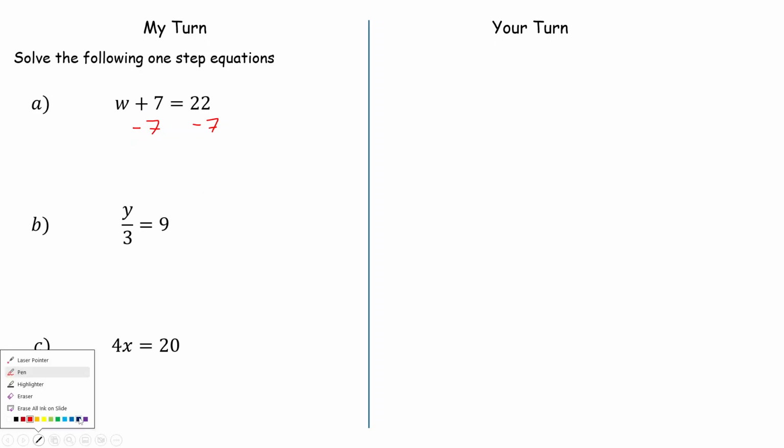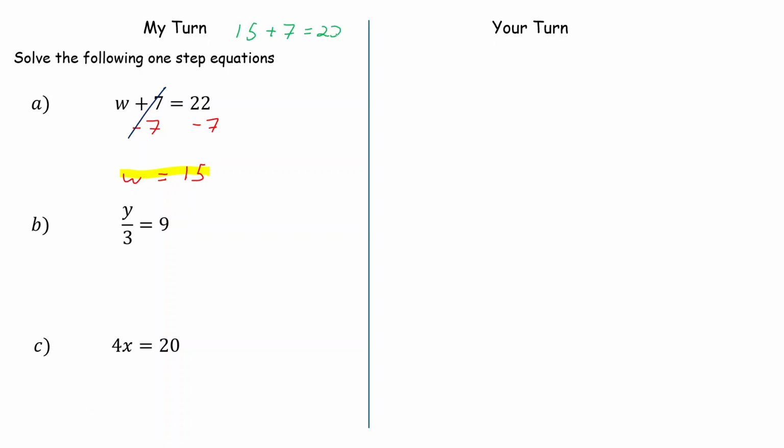And this is good, because what happens now? These two cancel out, which is good. And you're left with the w. So you're left with w being equal to 22 take away 7, which is equal to 15. And this is your solution. This is your answer, okay? And the beautiful thing about solving equations is you can always check your answer. The equation was w plus 7 is 22. Well, if w is 15, we've got 15 add 7 indeed equals 22. So you know it's definitely correct. Good. The second one, we have y divided by 3.